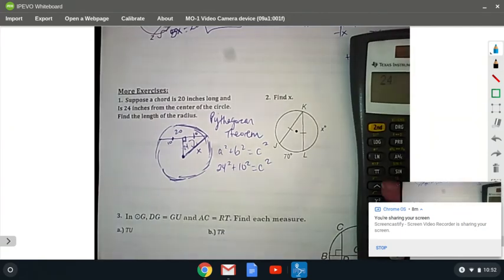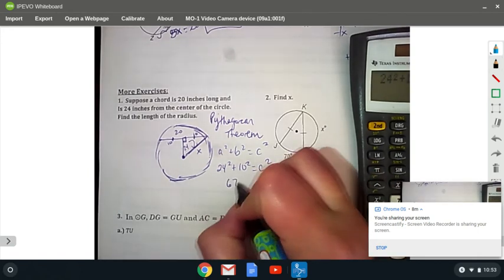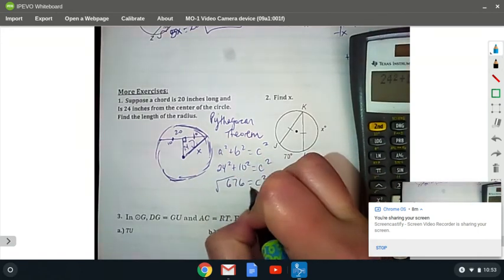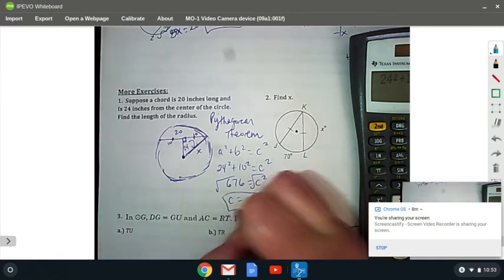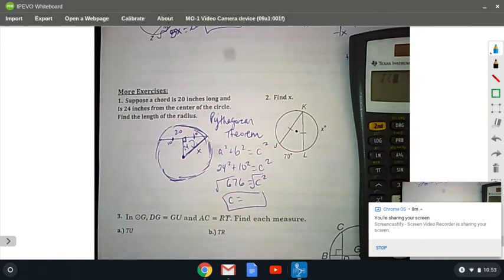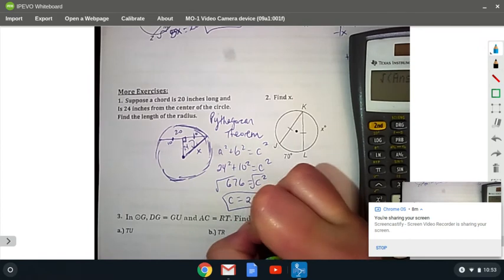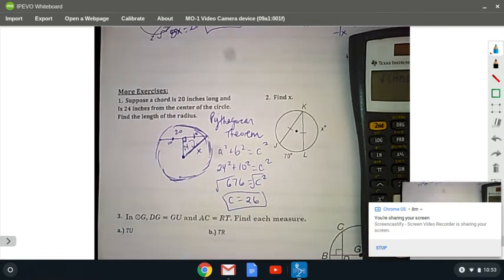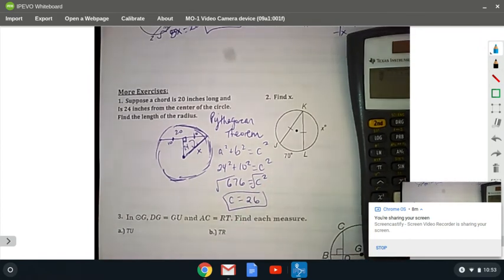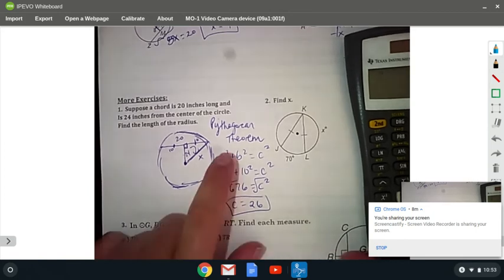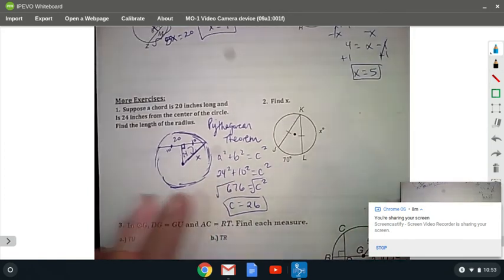So now I'm going to use my calculator. 24 squared plus 10 squared gives me 676. And then I'm going to take the square root, and my radius is going to be 26. So that would be the end of the problem there. You've solved that. Okay, so I don't think you'll see too many of these problems, but you may see one or two.